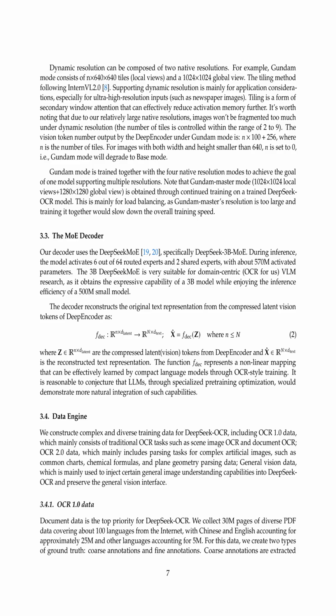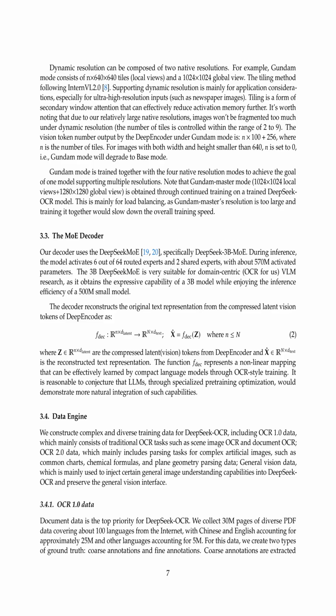3.3. The MoE decoder. Our decoder uses the DeepSeekMoE 1920, specifically DeepSeek-3B-MoE. During inference, the model activates 6 out of 64 routed experts and 2 shared experts, with about 570M activated parameters. The 3B DeepSeek-MoE is very suitable for domain-centric (OCR for us) VLM research, as it obtains the expressive capability of a 3B model while enjoying the inference efficiency of a 500M small model.